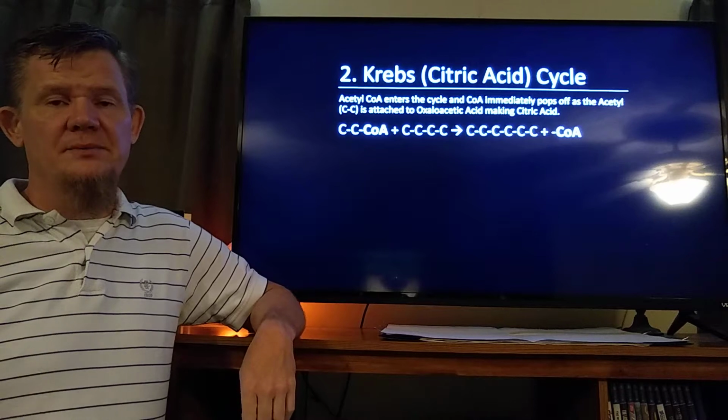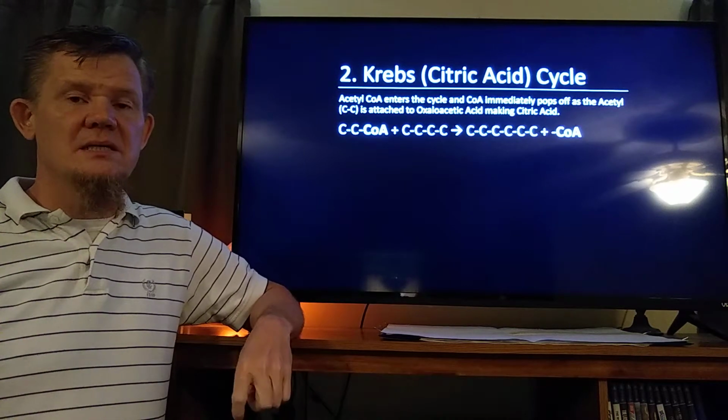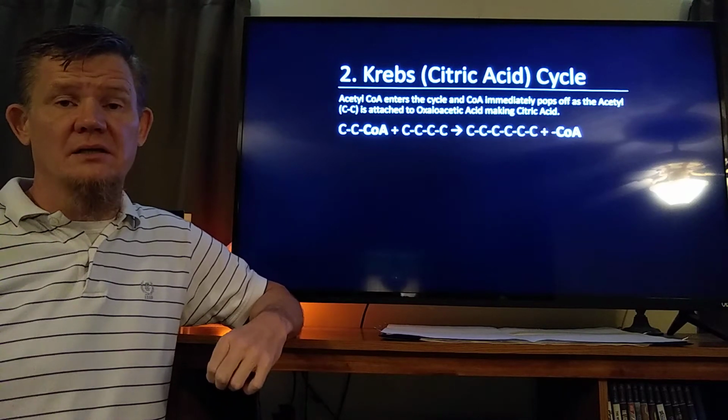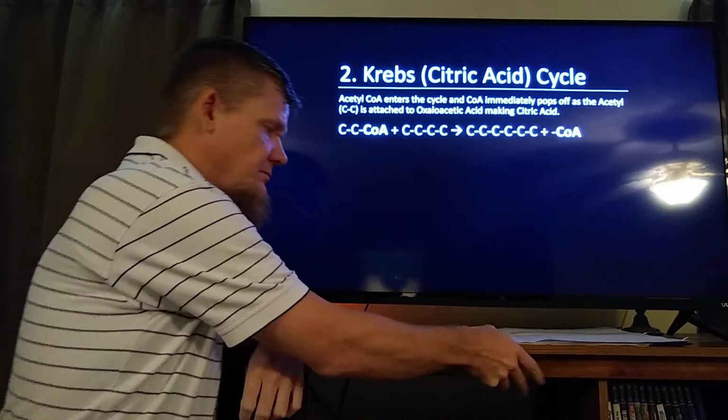Welcome back to Chapter 6, Cellular Respiration. Remember, our goal is to make ATP from a food molecule, and in this case, the food molecule we're talking about is a molecule of sugar, a molecule of glucose.